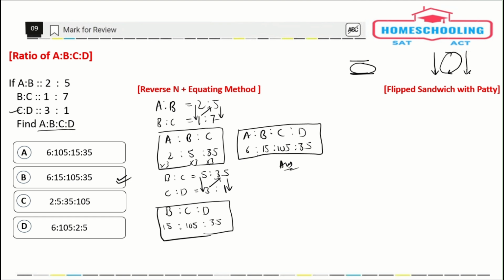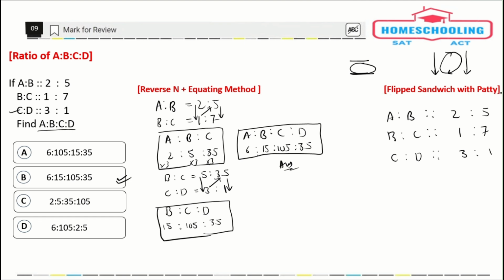The sides or the bread of that sandwich are having downward direction and are moving in clockwise direction. The circle of the patty is moving in a clockwise direction. So let's put the question here. A is to B is 2 is to 5. B is to C is 1 is to 7. C is to D is 3 is to 1.